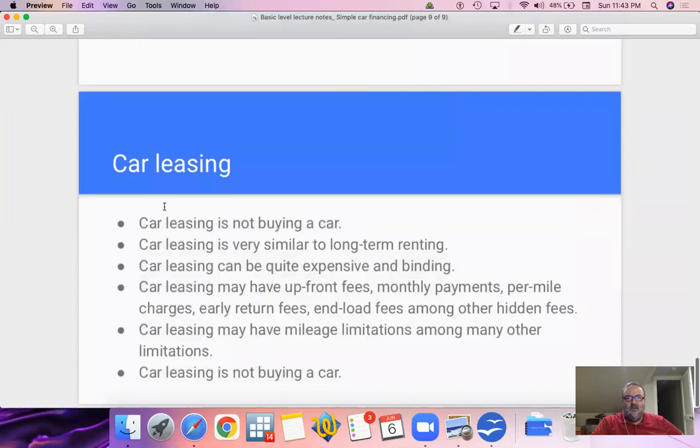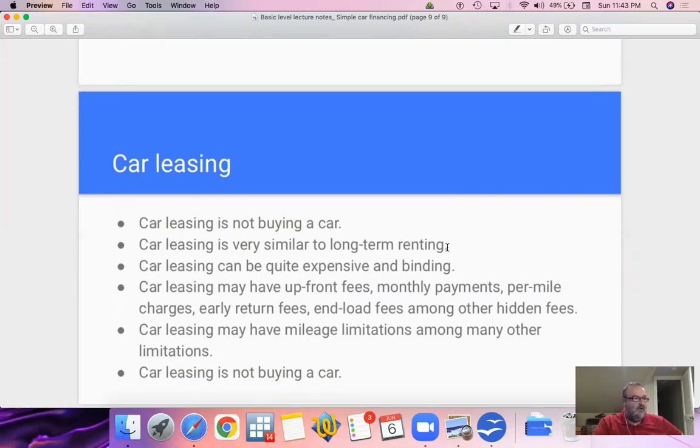And then finally, we have the popular car leasing, and this is really nice. You drive a new car every few years, but you should know that car leasing is actually designed for companies and not individuals. Although a lot of individuals actually take advantage of this, and like I said, every few years you drive a brand new car, and it feels really nice. But you should know that car leasing is definitely not buying a car. When you lease a car, you're not buying it. It is very similar to long-term renting.